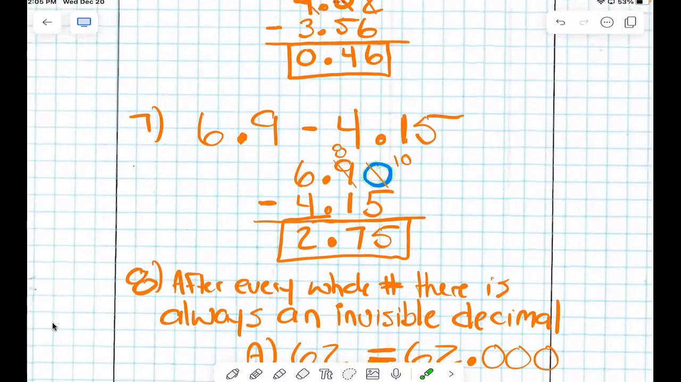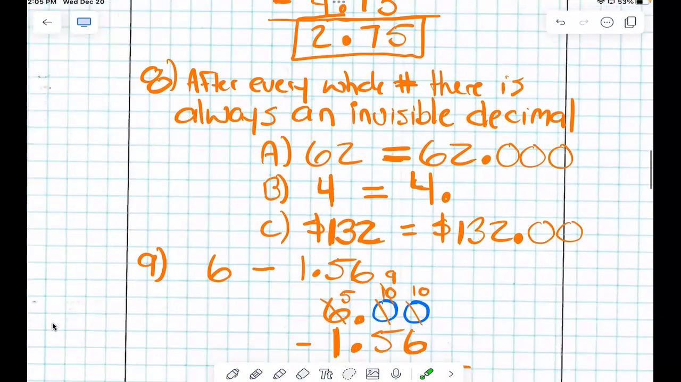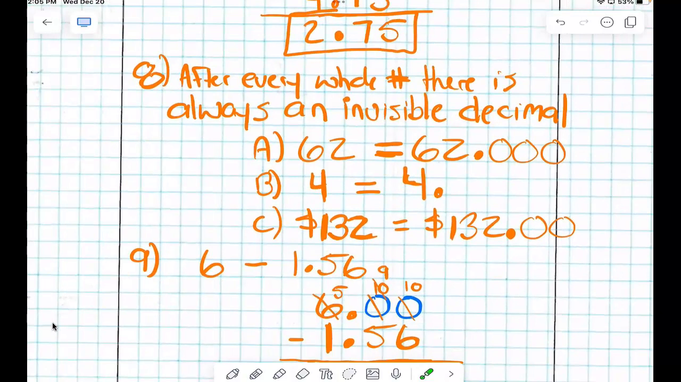Ooh, quick, good one here. After every whole number, there's always what? Invisible decimals. So this number 62, you're telling me there's a decimal point right there? Yes. Even if I can't see it? Yeah. How about on a money problem? Can you add any more than 2 zeros after the decimal? No, because that wouldn't be really accurate then.